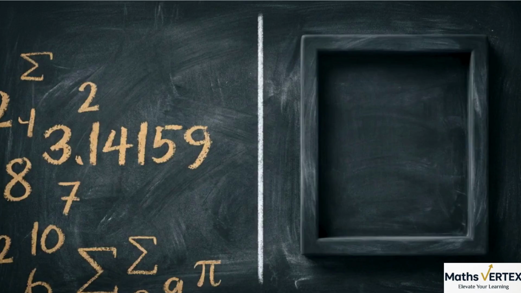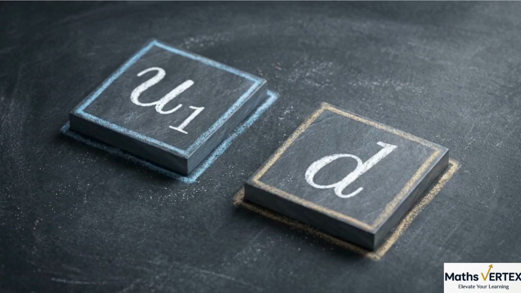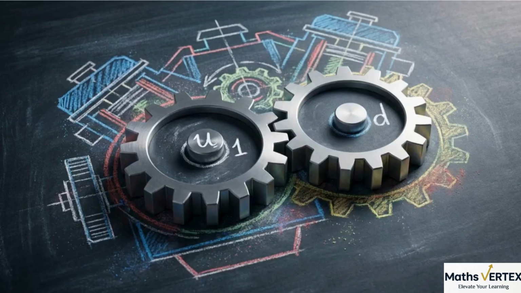Before you can predict future numbers or solve any complex sequence problem, identifying your U1 starting point and your common difference D is the mandatory first step. Those two values are the engine of the entire sequence.